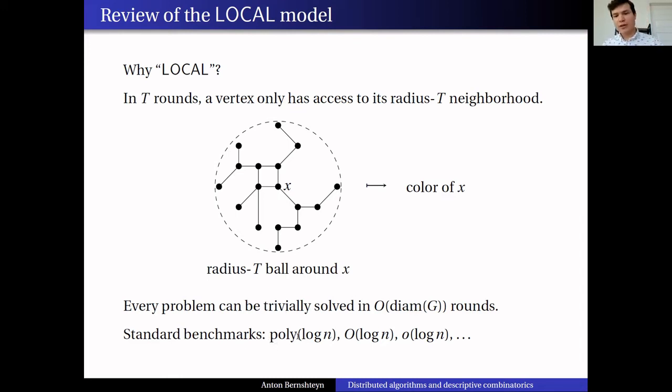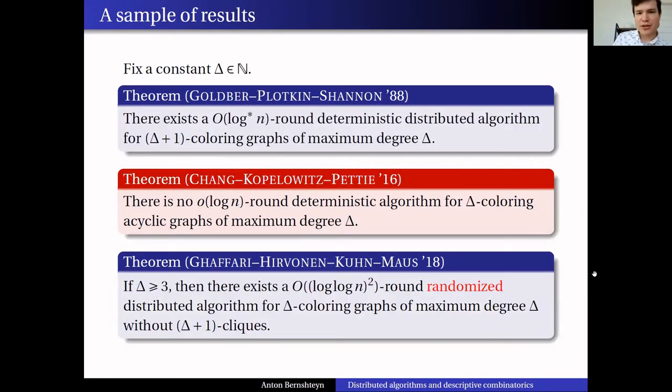We often talk about polylogarithmic algorithms, so those that require polylog n rounds. Maybe you can ask for big O of log n, or even somehow really truly local, little o of log n. So this means that, say, on graphs of bounded degree, this is guaranteed to be less than the diameter of the graph somehow. But these are some benchmarks, and these are not the only ones. So let me just give you some examples of what this model can and cannot do.